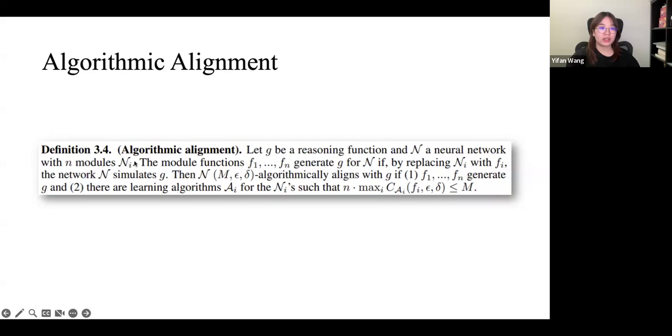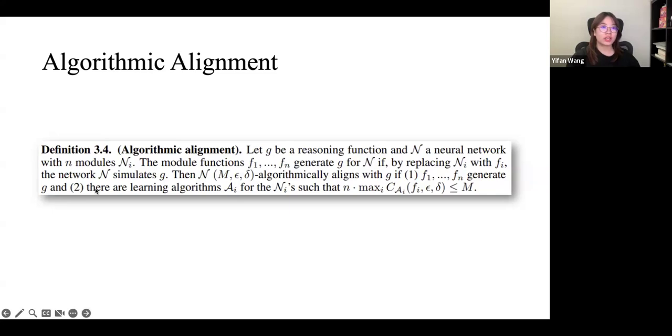Each module Ni here can be replaced by a corresponding function Fi that simulates some part of the target function G. If this replacement allows N to simulate G, we say that the network is aligned with G. When this alignment occurs, it needs to satisfy the following two conditions. The first condition is that the module functions F1 to Fn need to make sure that they generate the target function G.